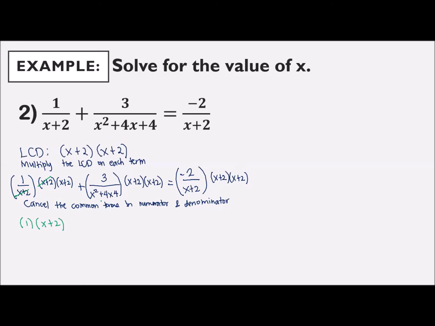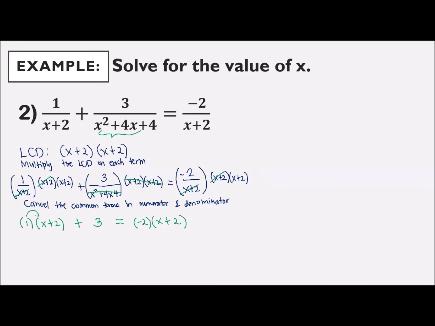Okay? Next, alam natin kanina pa na ang factors nitong x squared plus 4x plus 4 ay itong LCD natin, x plus 2 and x plus 2. So, cancel na. Matitira na lang si 3. Then, equals, kasi yun yung kasunod. Then, katulad ng ginawa kanina, cancel yung parehas. Ang matitira ay si negative 2 at saka si x plus 2. Okay? And then proceed on what we're doing even before.